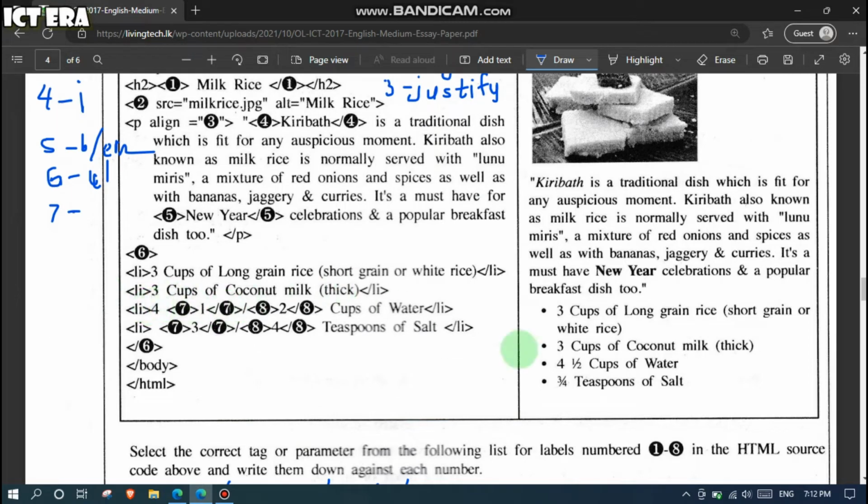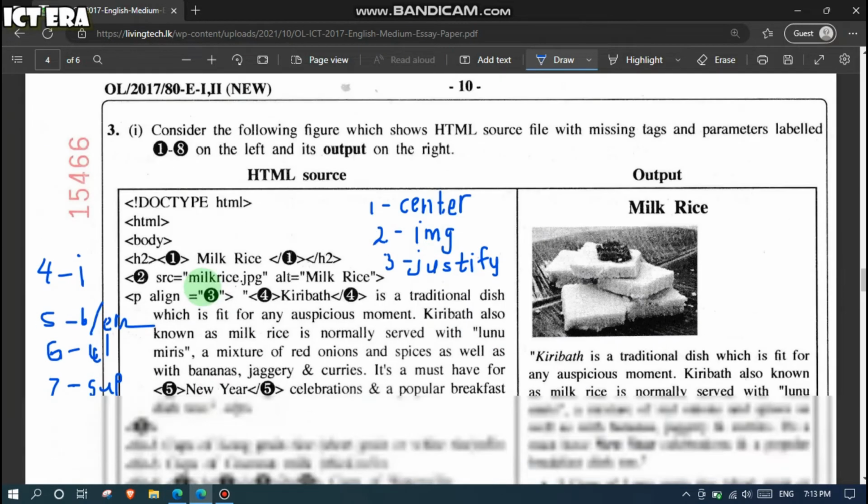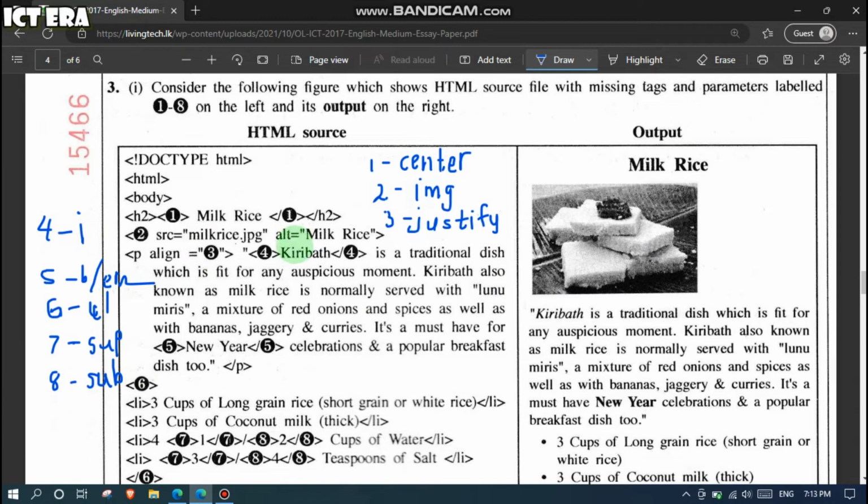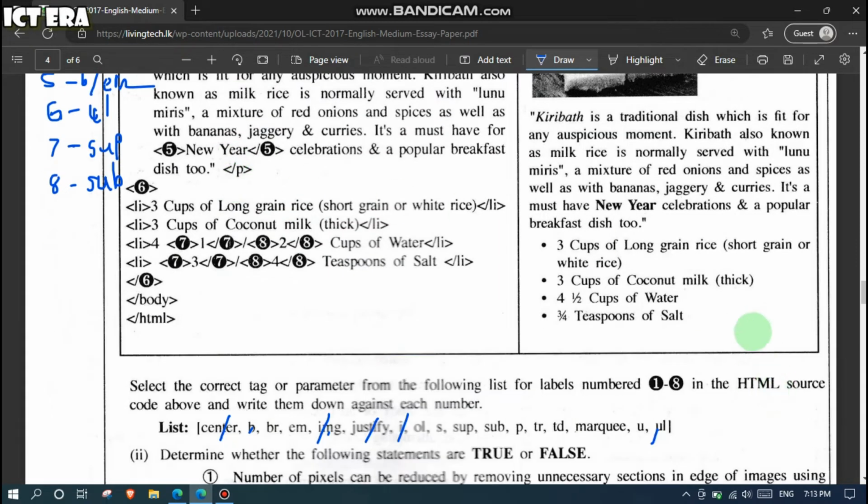Then the seventh one, list. Here, 1 has been superscript while 2 has been subscript. So I can write the 7th one as the sup tag, and the 8th one as the sub tag. So these are the answers for this HTML.